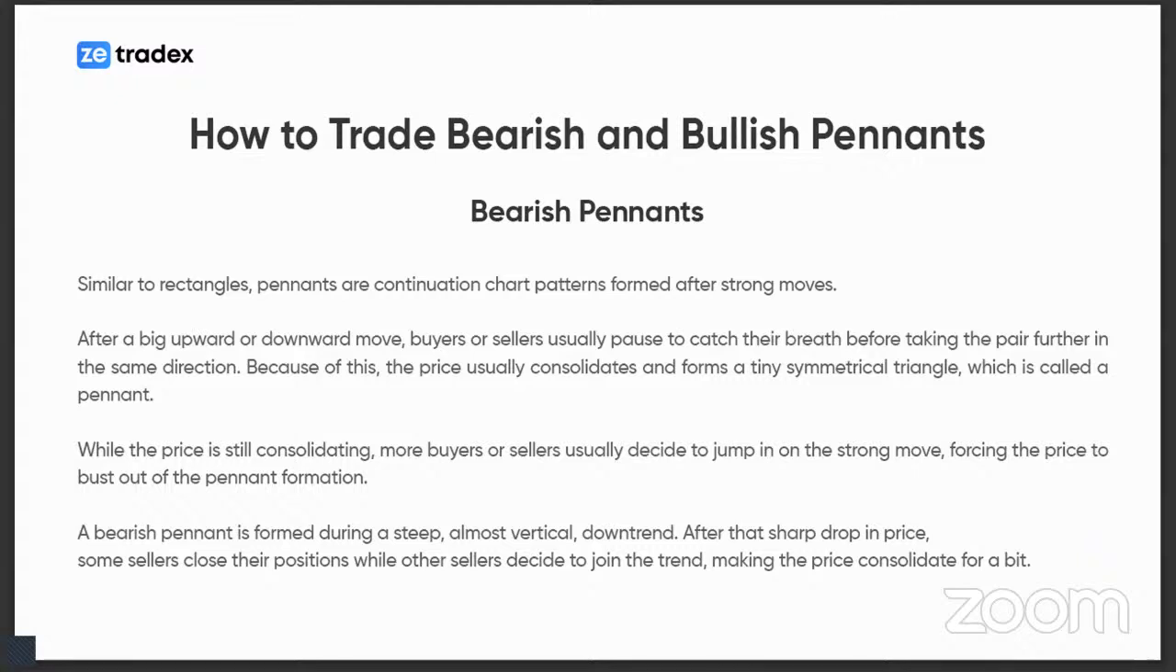Formation. Now, a bearish pennant is more or less formed during a steep, usually vertical, downtrend, after the sharp drop in price. Sometimes sellers will close their positions, while other sellers will decide to join the trend, making the price consolidate for a little while. Next page, please.